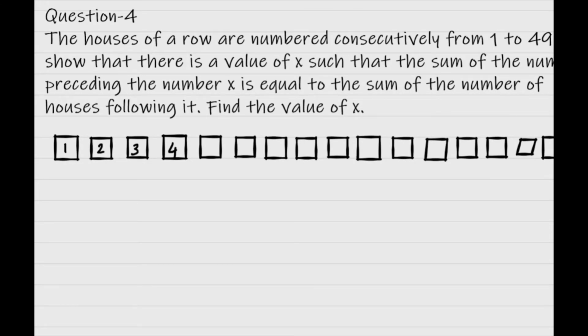Yes children, let us go through question number 4. What is given in question number 4? Let us see. The houses of a row are numbered consecutively from 1 to 49.